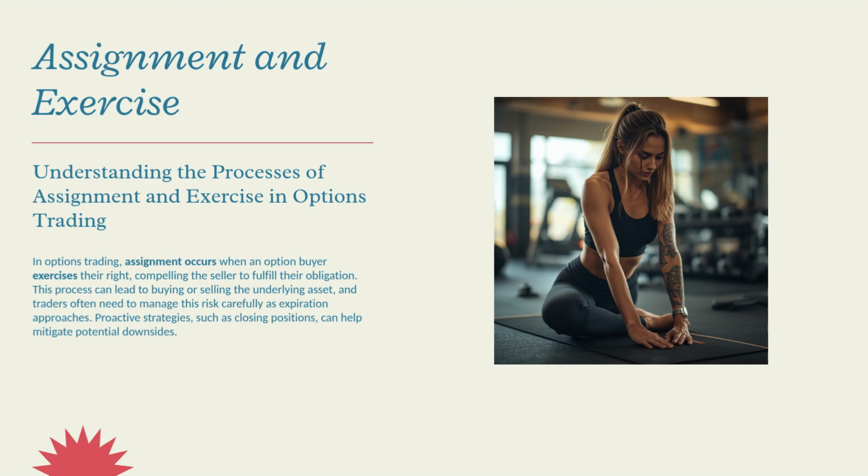So the basics about assignment and exercising. When you exercise an option that you bought, that means you're going to have to make the seller fulfill their obligation. So if you bought a put, then you can exercise that put, and then we, as the put seller, are assigned to execute the contract. Basically, the assignment occurs when that option buyer exercises their right. We have to fulfill our obligation.